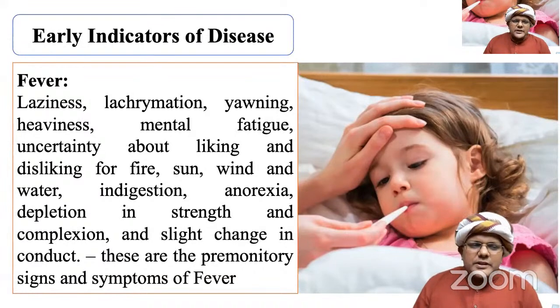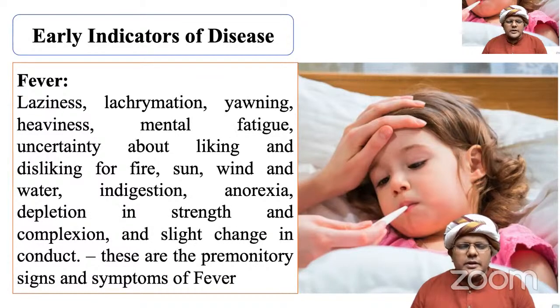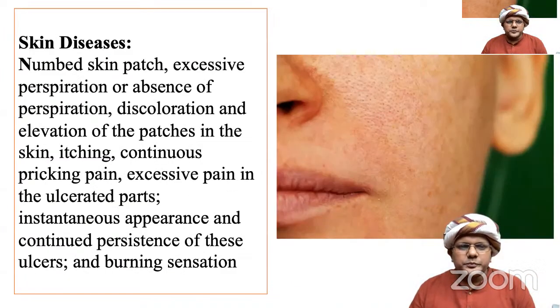But if you observe them and immediately do some fasting, take some hot water, use some simple spices like dhania, ginger, ela, etc., to correct the indigestion, anorexia, or correct the agni, the disturbed digestive fire, then you will be able to prevent that fever.